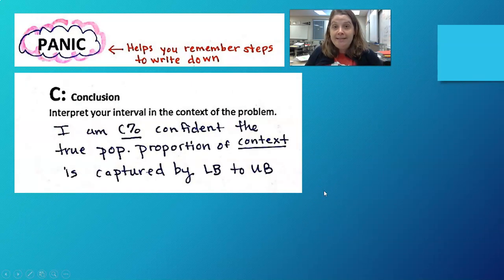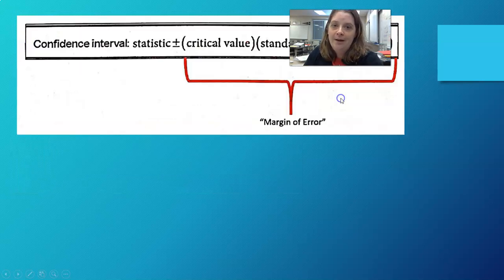You're going to write a complete sentence, and it's going to have this format. It's going to say, I am C% confident that the true parameter, in our case, the population proportion of, and you want to make sure you put it in context. You should reference the population of all Hershey Kisses, and you should explain which side of the proportion you're looking for that landed on their base. Be very specific, is captured by or is between that lower bound and upper bound.